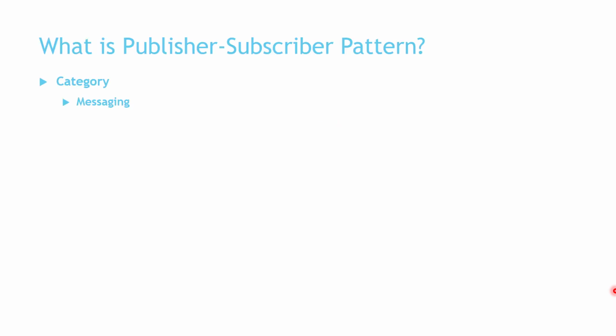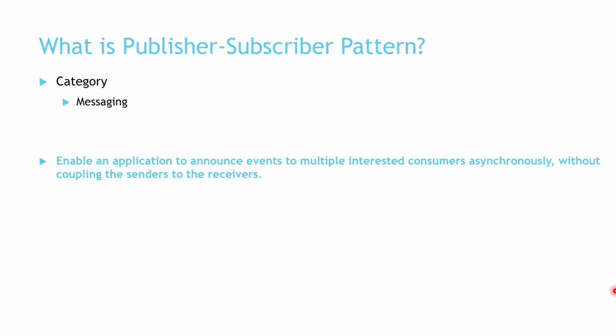This pattern comes under the messaging category of cloud design patterns, and it enables an application or a publisher to send messages or events to the consumer asynchronously. Also keep in mind that it could be one or more consumers, and this is one of the challenges that this pattern is trying to solve. How are we going to be able to send data or events or messages from one publisher to multiple subscribers or multiple consumers? And we are going to see this in more detail in the examples.